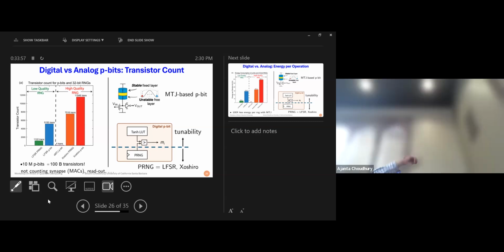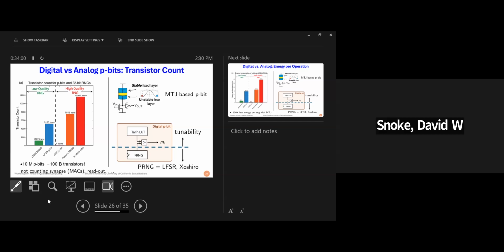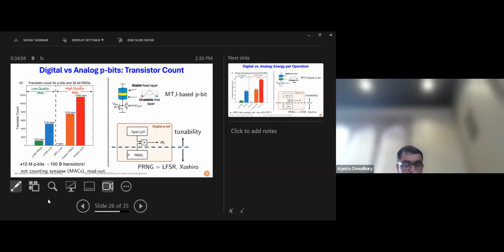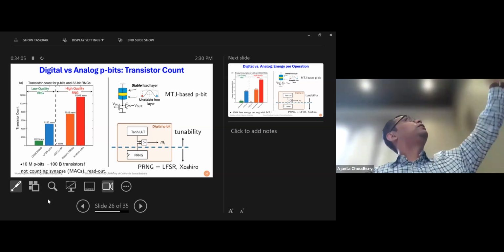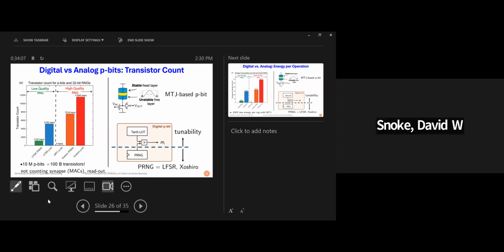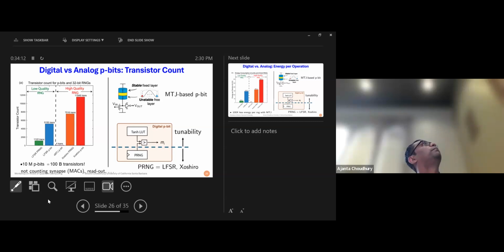So there is a huge difference, because each transistor will consume some power, static power. So that is kind of what gives you the lower power. That's amazing.